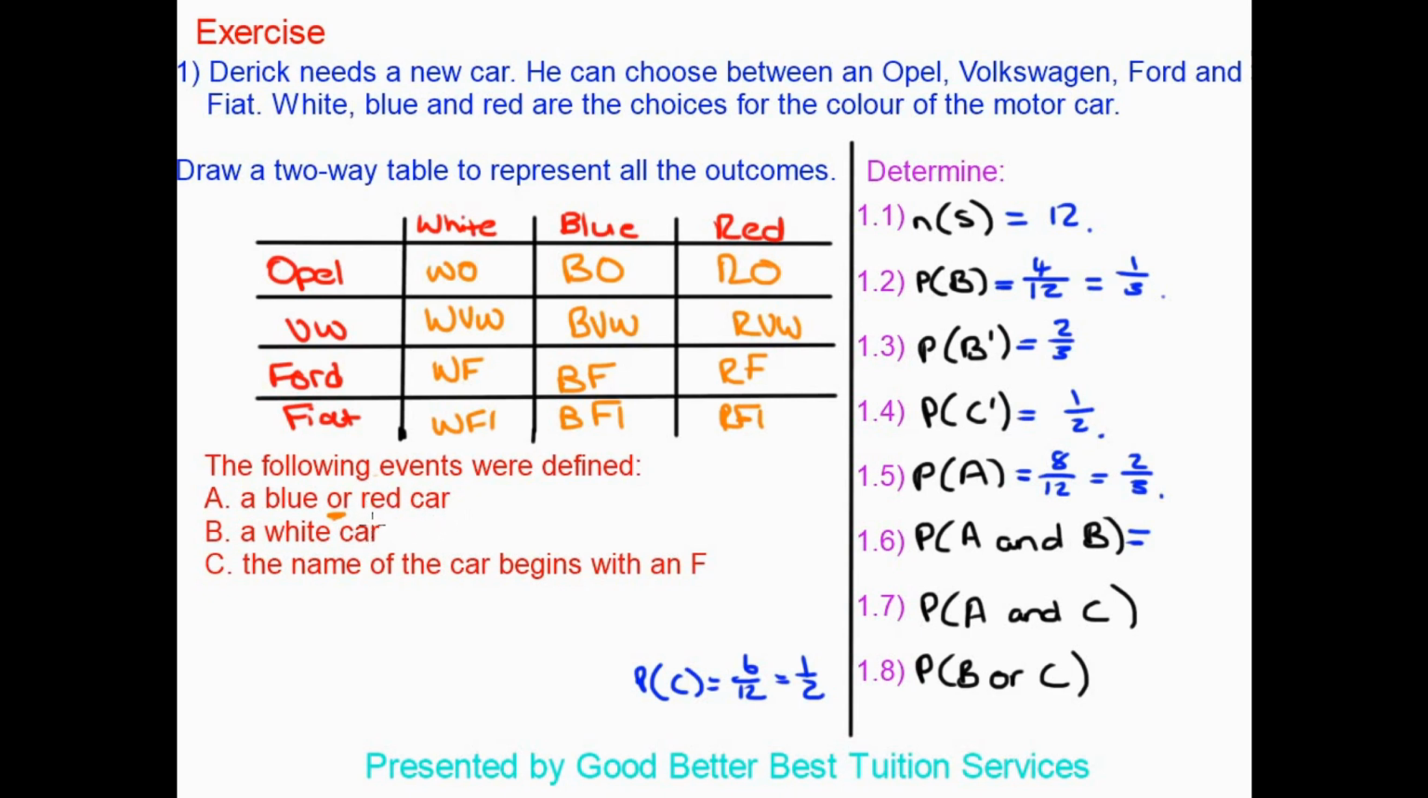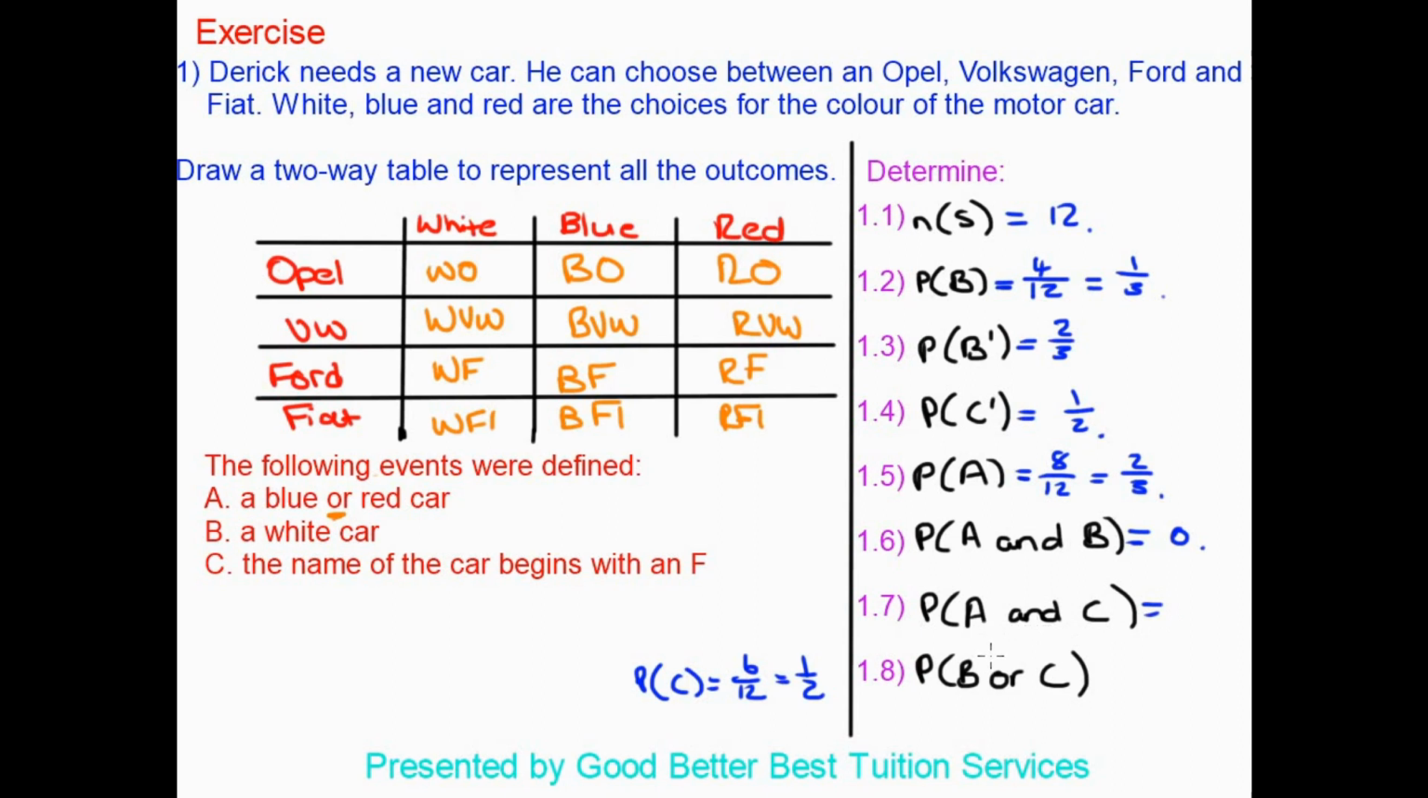So obviously, if Derek chooses a new car, event A is saying it could be blue or red. Event B is saying it's a white car. It's definitely a white car. And so remember, if he chooses a car, it cannot be blue or red and a white car. So that means that these events are definitely mutually exclusive, because he's not going to get a multicolored car. The car is going to be one color, and so that means that the probability of A and B happening is 0.